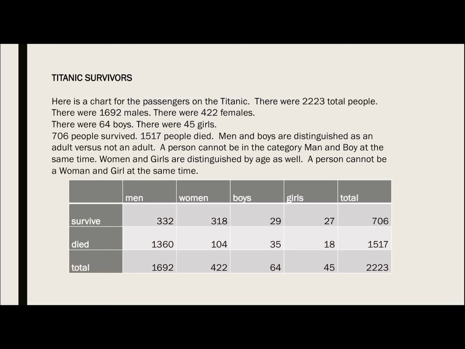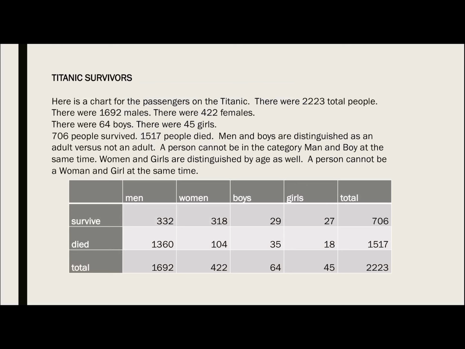Here's a chart for the passengers on the Titanic. There were 2,223 total people, 1,692 males, 422 females, 64 boys, 45 girls, 706 total survivors, 1,517 died.